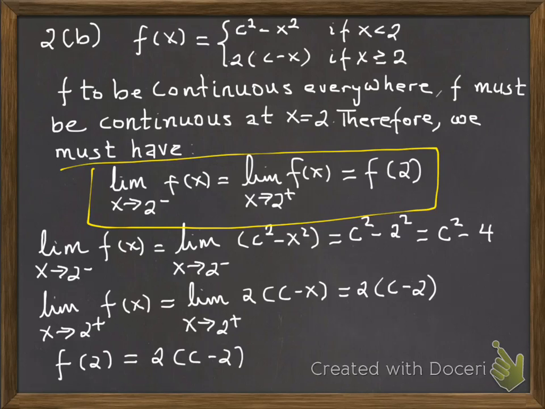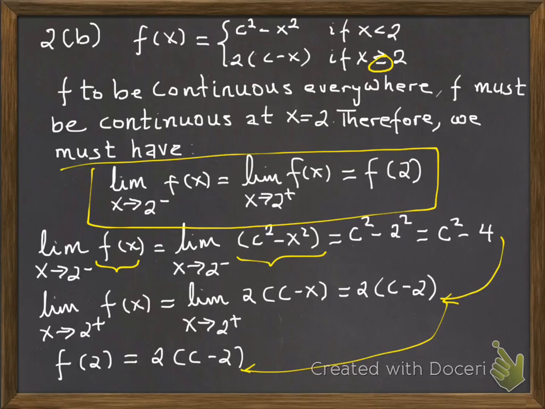So we compute each case. The limit of f of x as x approaches 2 from the left. This is clearly this branch, because x is less than 2. To compute this limit, we plug in 2 in place of x, so we get that. And similarly from the right. And f of 2, we take this branch because x is equal to 2, meaning 2 times c minus x, so we plug in 2 in place of x. Therefore, in order for f to be continuous everywhere, these 3 objects should be equal.